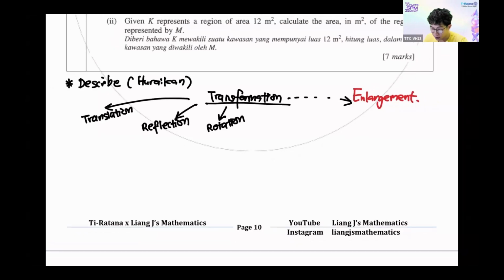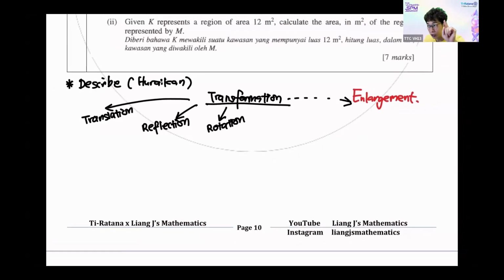Now you see, I go there, I will differentiate. You all tell me which one it belongs to. Yours is Bahasa, you tell me the Bahasa version. English version, you tell me the English version. I repeat: translation in Bahasa is translasi. Reflection means pantulan. Rotation means putaran. Eventually, enlargement means pembesaran.